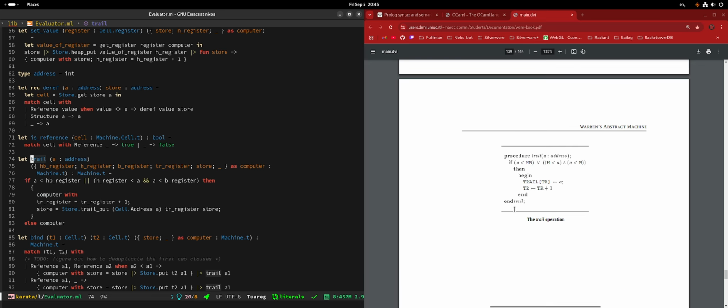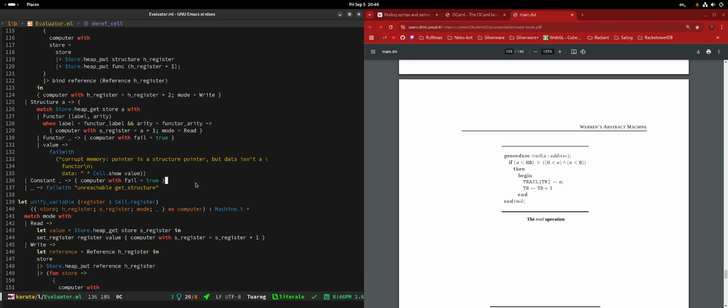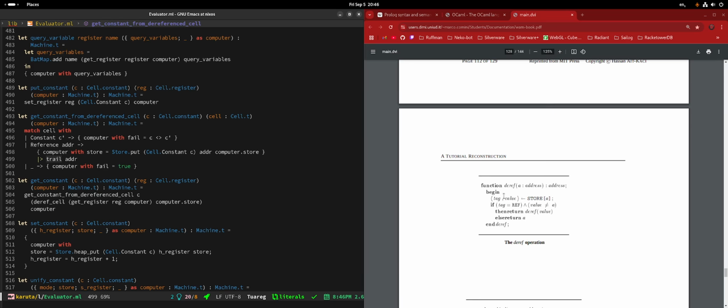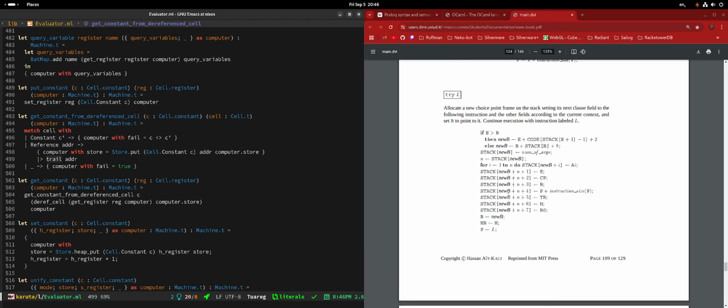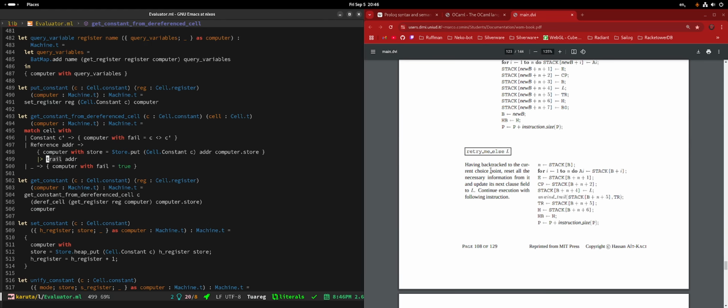Backtrack, deref, bind, trail. Okay, so we grab an address, we check if it's smaller than the HB register, or if the H register is smaller than A and A is smaller than B. If that's the case, we bump the TR register and we put A as an address inside the trail, using the TR register as the index. So it seems to be alright. What do you think? Yeah, it does seem to be alright.